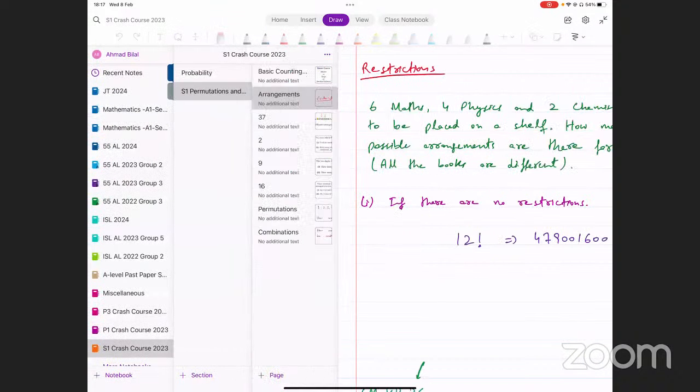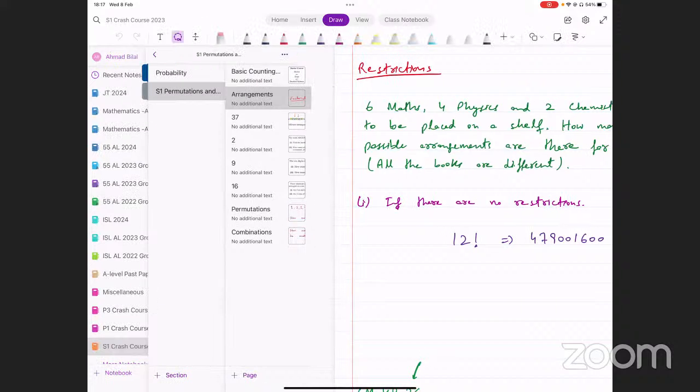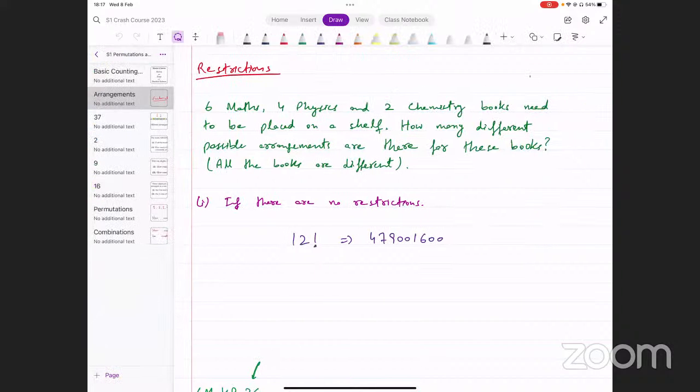In the last session, we did a number of practice questions. We did these questions from the worksheet, 37 to 9 and 16. These were the questions that we did from the worksheet in our last session.